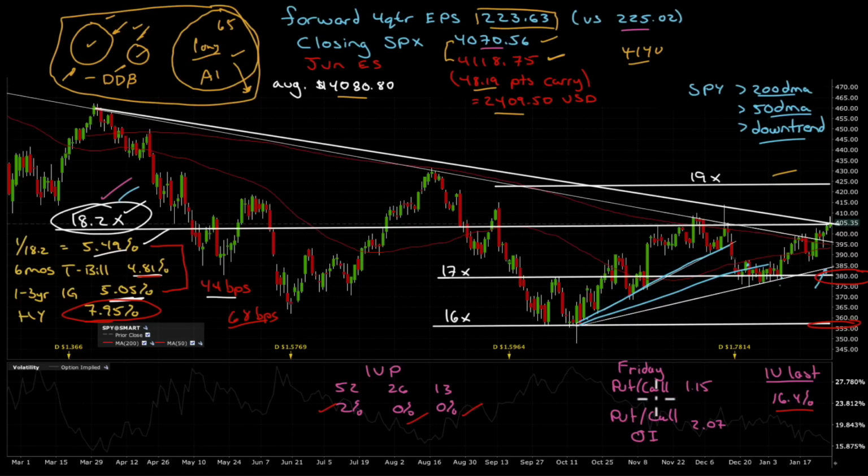The put call ratio just on Friday alone was 1.15. So 115 contracts on the put for every 100 contracts on the call. The open interest put call ratio is interesting, 2.07, twice as many puts as there are calls. So what am I doing at this point in time? I'm not buying into this rally.